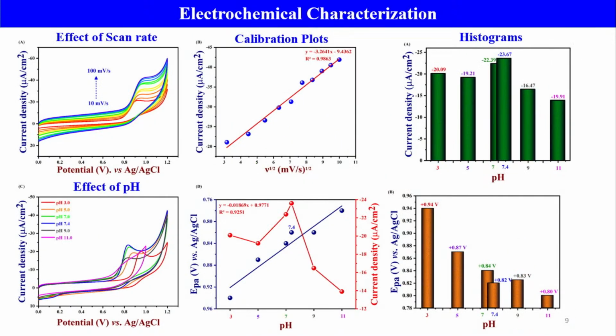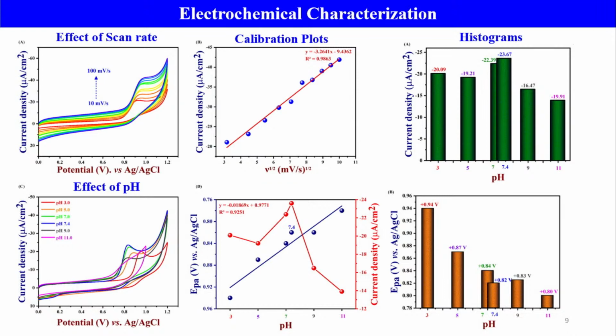The scan rate and the pH of the electrolyte in the presence of analyte are very important and crucial to optimize. For that, we optimized the scan rate as well as the pH of the electrolyte. Here, in phosphate buffer electrolyte in the presence of 100 micromolar of analyte, we analyzed from pH 3 to 11, acidic to alkaline medium.